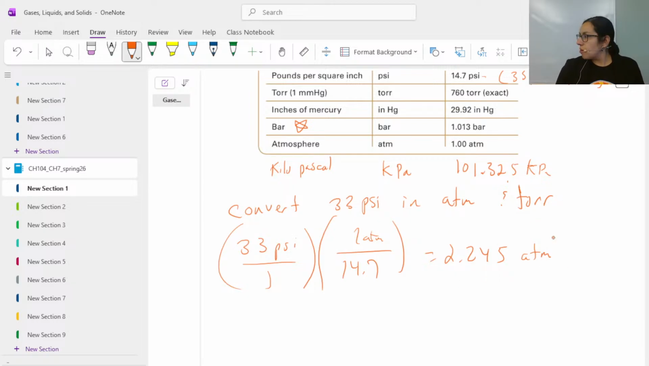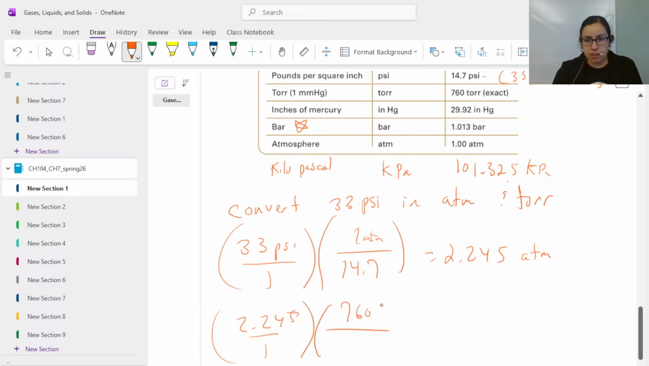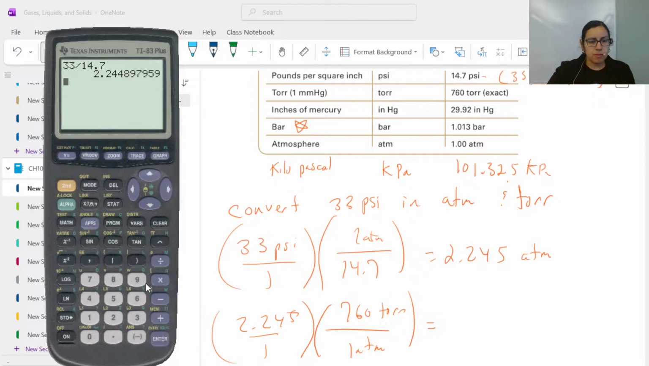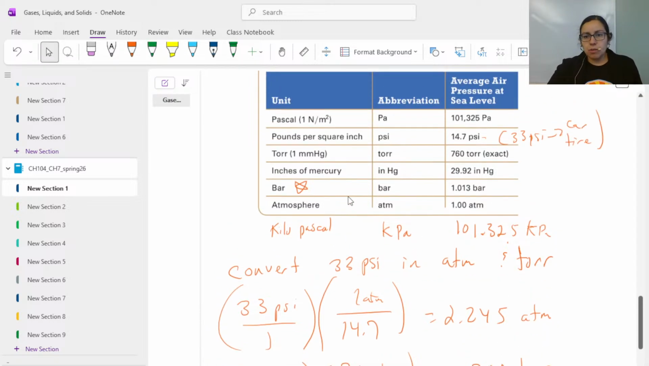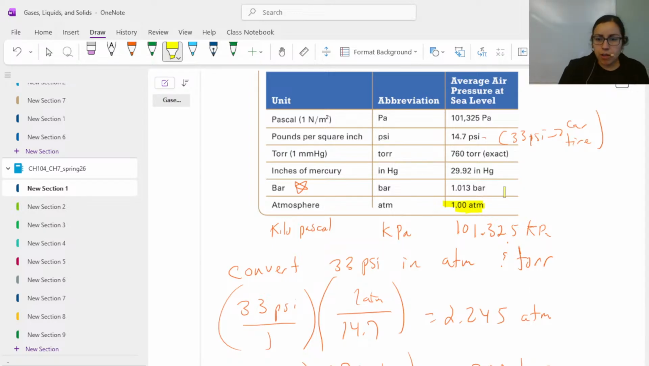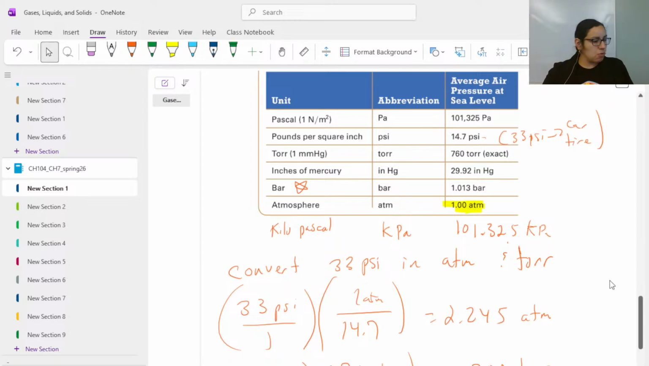And then we can take this to Torr, so I would probably just start with the ATM. And then again, new conversion factor, so 760 Torr is 1 ATM. So how many Torr do we get for this one? 1,700, so looks good. It's about 1,700 Torr. Questions about those? Like I said, you'll probably be expected to convert between these. You will find out that ATM is our standard unit, so generally you want to end up in ATM, but we'll keep getting into the math and what we should use when.